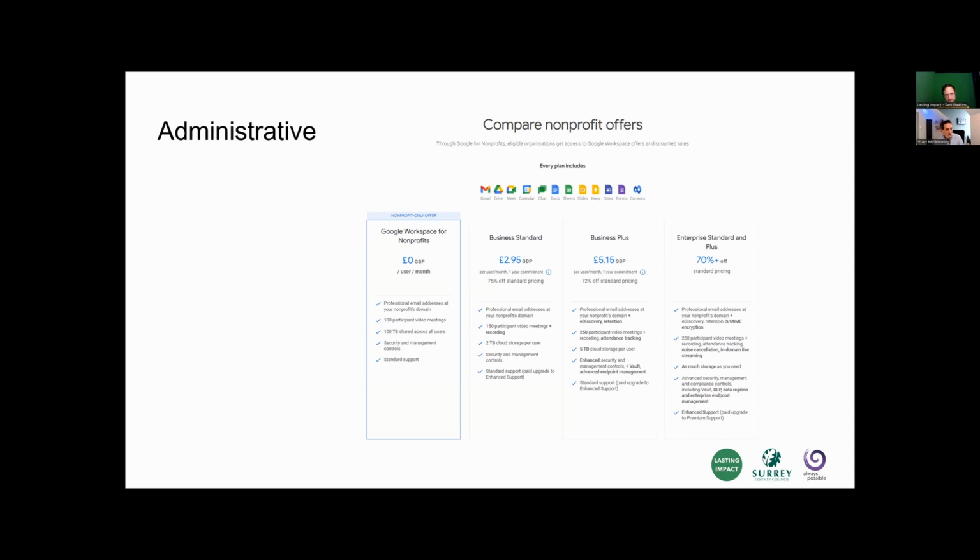As you go up through the different versions, you get more cloud storage. That's more things you can store. Just to mention briefly, the very first one, 100 terabytes across all users. That's shared across all users. Whereas the next ones along are per user, 2 terabytes, 5 terabytes in those 2 middle, Business Standard and Business Plus. Really, as an organization, unless you're storing videos, that will be more than enough for you.